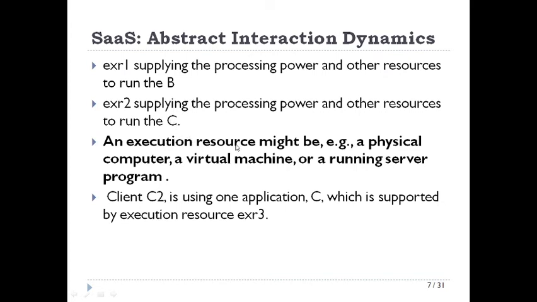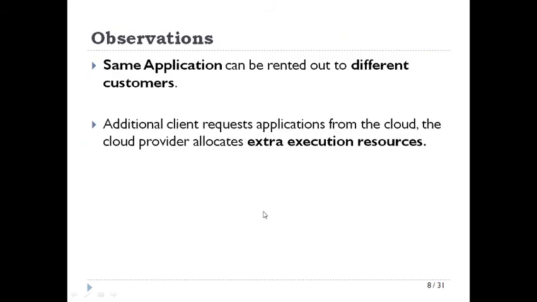The execution resource might be any computing resource. It can be a physical computer, it can be a virtual machine, it can be a server program, it can simply be a processor, it can be storage, it can be anything, any type of resource which satisfies the objective of your application. Client C2 is using one application C which is supported by execution resource number 3.